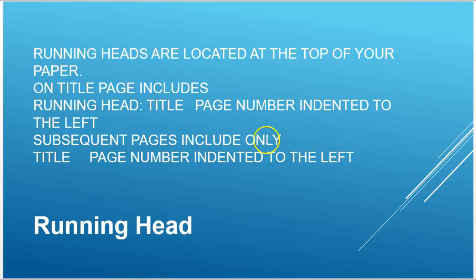Subsequent pages include only the title and then the page number indented to the left. So for example, on page 2, you would only have your title here, and then page 2 indented all the way to the left. Now I know there's several programs out there such as Pearl that actually format APA papers for you, and that may be a good thing to look into.